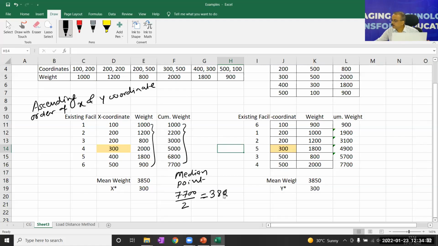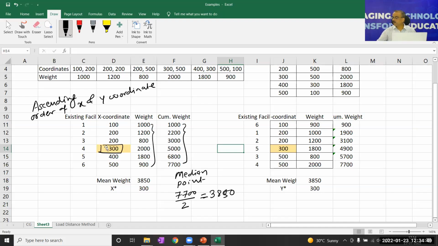3850, and whichever point that is occurring, for example, this 3850 will lie between 3,000 and 5,000 here. So we will locate it at the higher point. That means this will become the X coordinate.